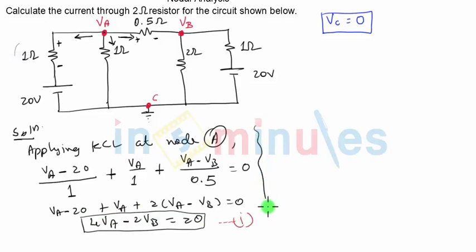So now let us do the next part. In the next part I'm applying KCL at node B. If I apply KCL at node B, once again I'll have to define currents at node B. I'll consider again 3 outgoing currents. So let's do it one by one.